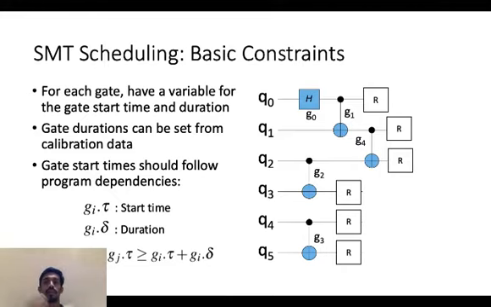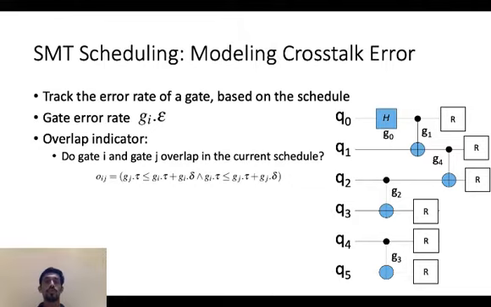Now, once we have this basic dependency, we can model crosstalk. To model crosstalk, we want to create some kind of connection between the gate error rates and the different gate overlap scenarios in the schedule. To do this, we basically track the overlaps between gates. For every pair of gates that can potentially overlap, we create an overlap indicator variable, which is 1 if the gates overlap and 0 otherwise.